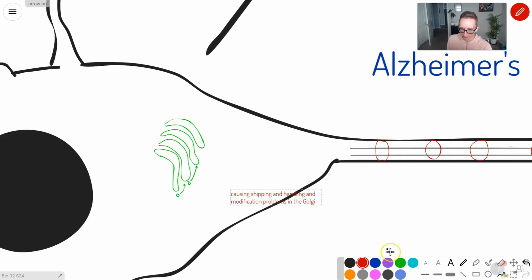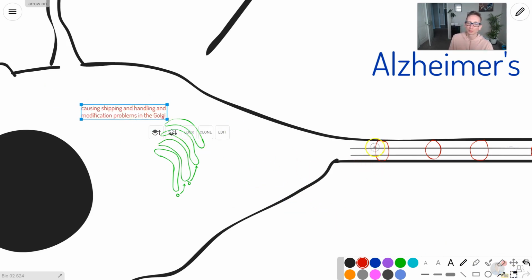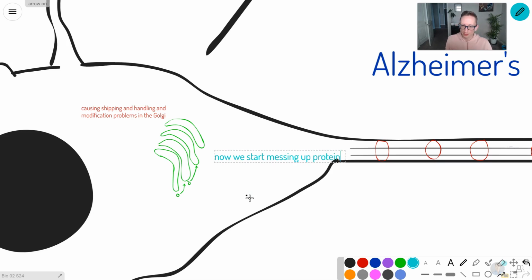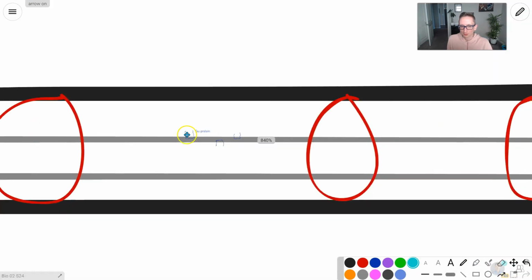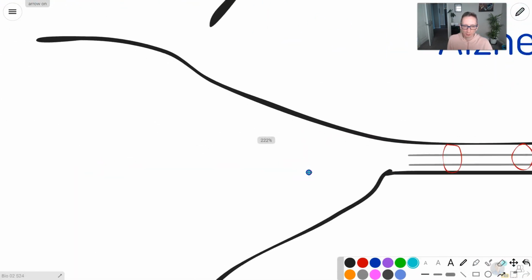All right, that's crazy. So we start messing this all up. And now proteins that are going to be shipped around, doing all kinds of stuff, get messed up. We start messing up proteins because of this. And one of those proteins we can mess up is this guy called the tau protein. Okay.